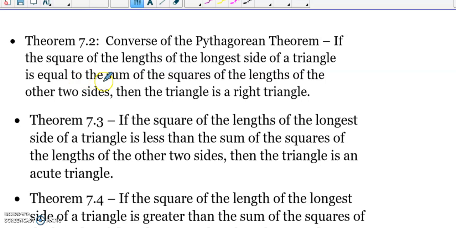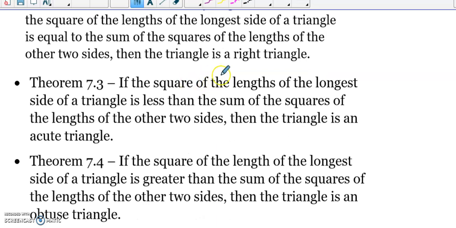If the square of the length of the longest side of a triangle (we're calling it the longest side because we don't know it's a right triangle yet) is equal to the sum of the squares of the lengths of the two other sides, then we know the triangle is a right triangle. In other words, if we do the Pythagorean theorem and it works, we know we have a right triangle. What happens if it doesn't work?